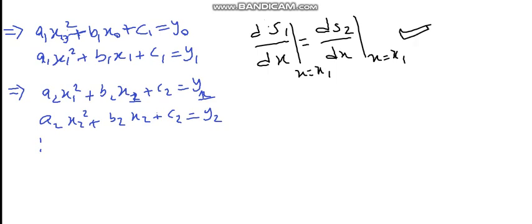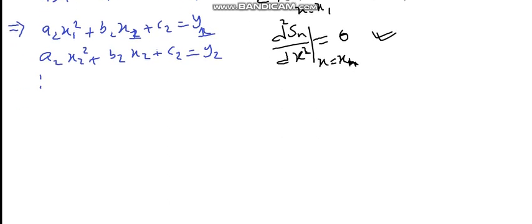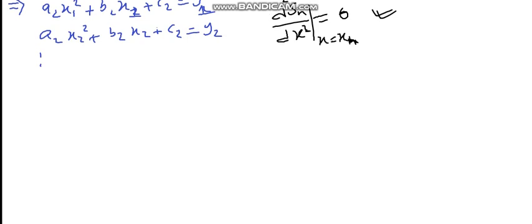And third, we have the boundary condition, and correspondingly we will have an equation, for example d square sn by dx square will be equal to 0, and this is at x equal to xn. So this will give you another equation. All these equations we have to consider, and we have to put them in matrix form, like this.